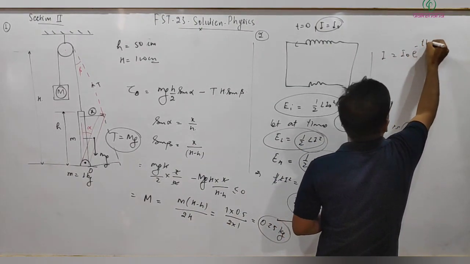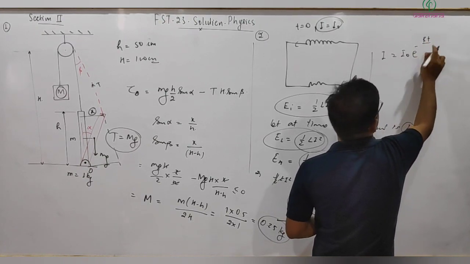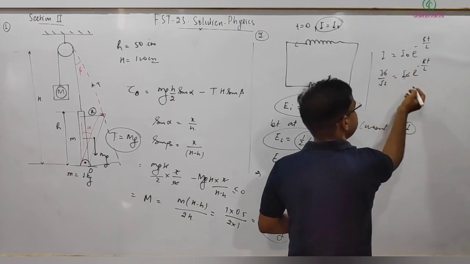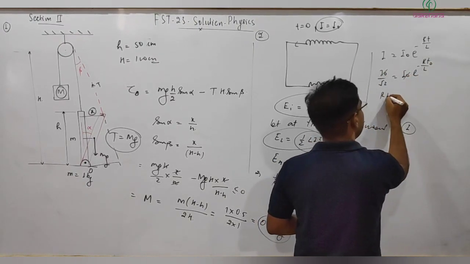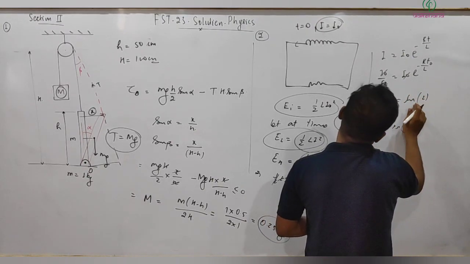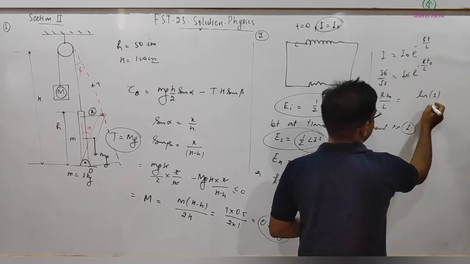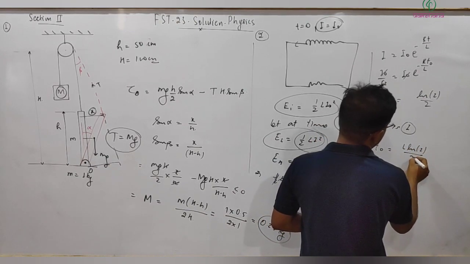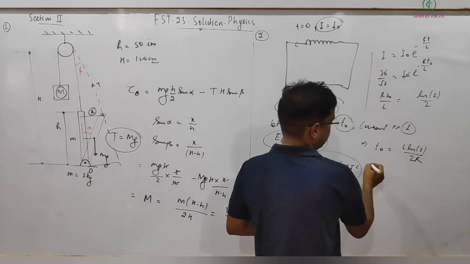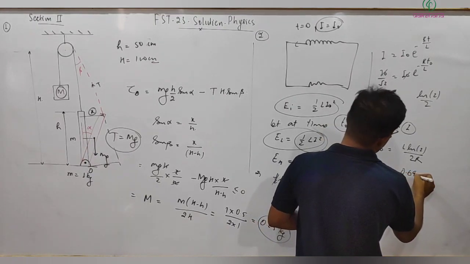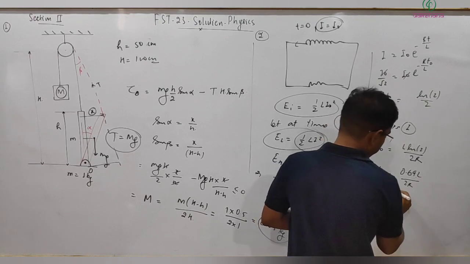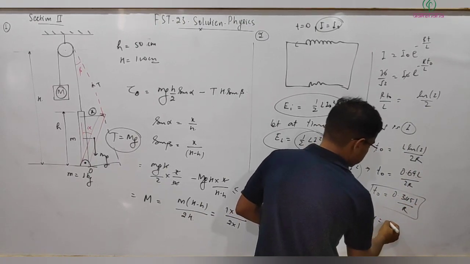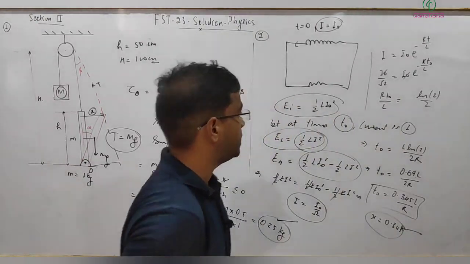I naught e raised to the power minus R t by L. So I naught by root 2 equals I naught e to the power minus R t by L. Simplifying, at t naught, R t naught by L is ln 2 divided by 2, and this implies t naught is equal to L ln 2 divided by 2R. So t naught is equal to 0.69 times L divided by 2R, and that comes out to be 0.345 L by R. So here the value of X is 0.345. That's the answer to question number 2.